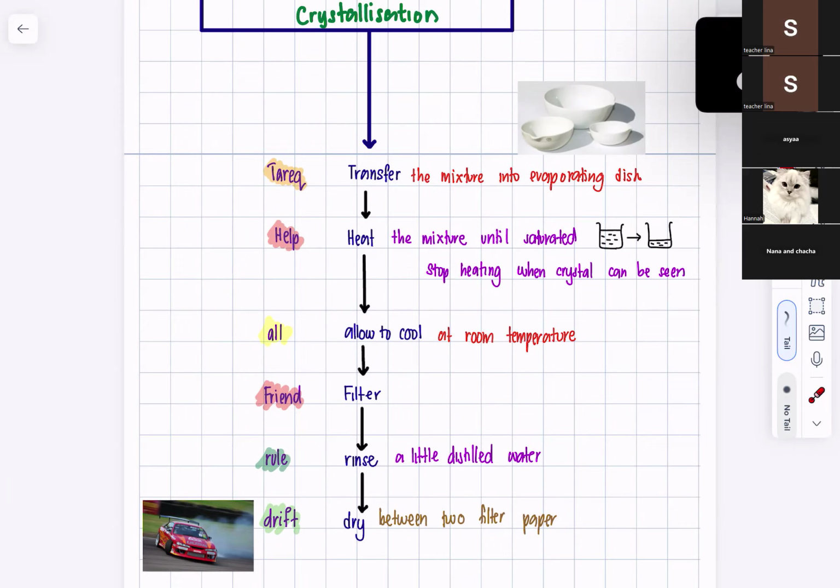Help is heat. You heat the mixture until saturated. Stop heating when crystals can be seen, or allow to cool at room temperature. Friend, you filter. Rule, you rinse with a little distilled water. Drift, you dry between two filter papers.